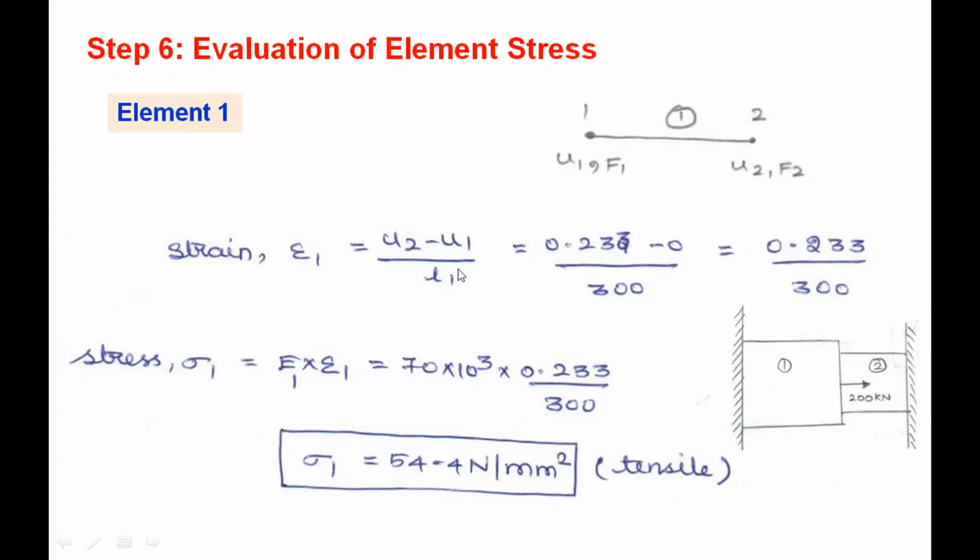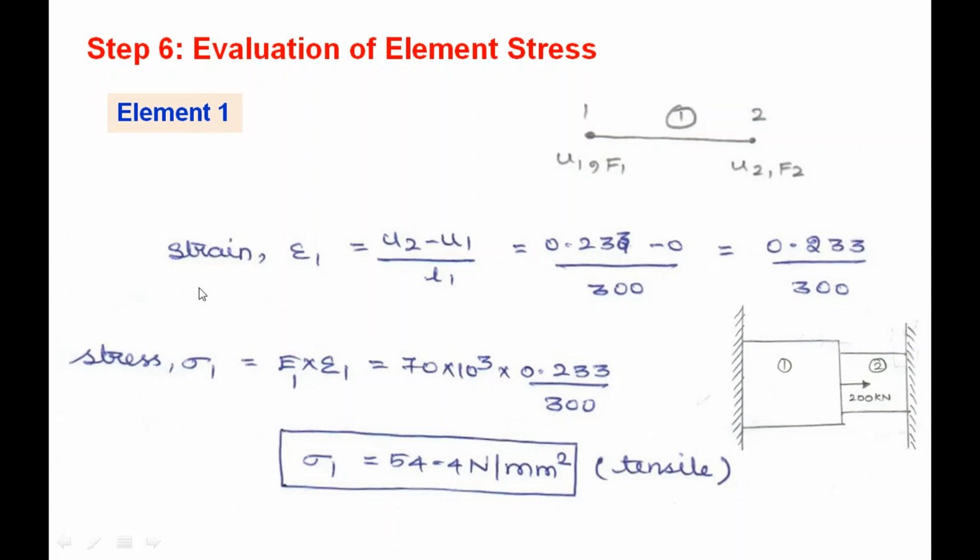When you find the strain, what is the formula? Change in length by original length. The original length of the element is L1, that is known. What is the change in length? We have to find u2 minus u1, because those degrees of freedom we have already found out. u2 is the displacement due to that external load, and u1 is a fixed end, so 0. The u2 value we already calculated. So substitute the u2 value, 0.233 minus 0, then divided by L1, which is 300. Strain has no unit, so we get 0.233 divided by 300.